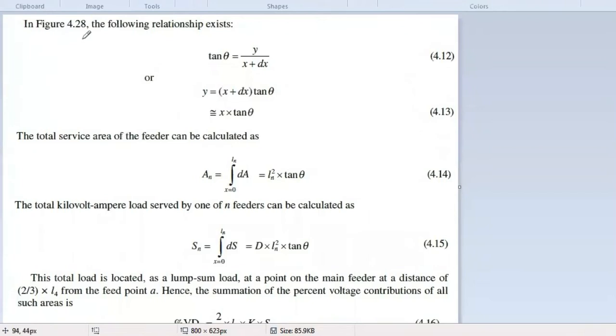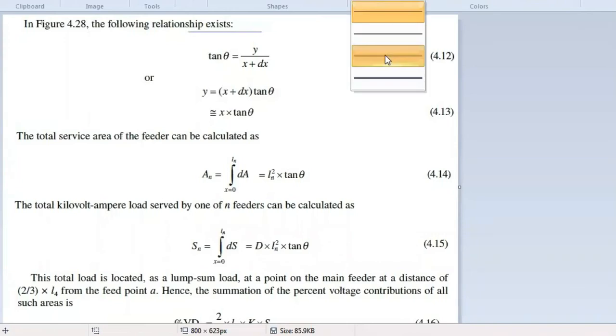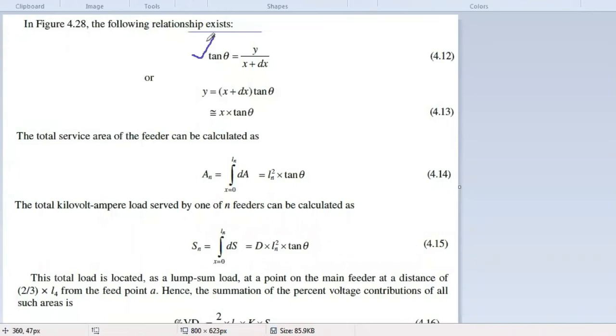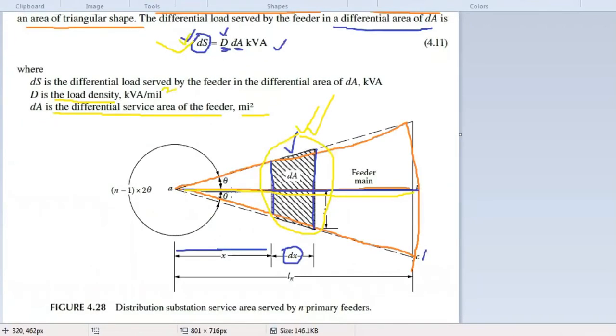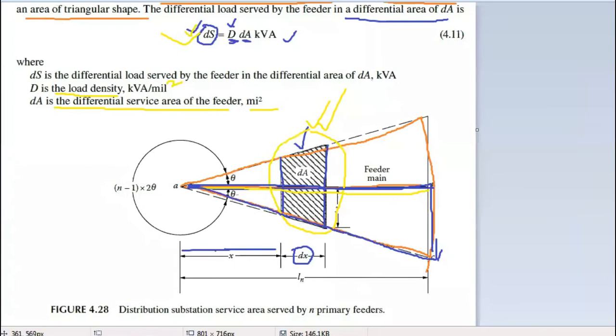In figure 4.28, the following relationship exists. From that we can calculate what is the tan theta. So tan theta equal to y by x plus dx. You take this triangle. In this triangle, calculate what is the tan theta here.